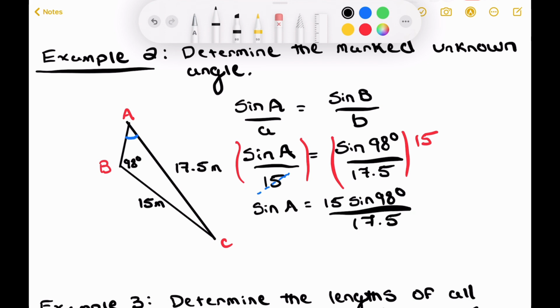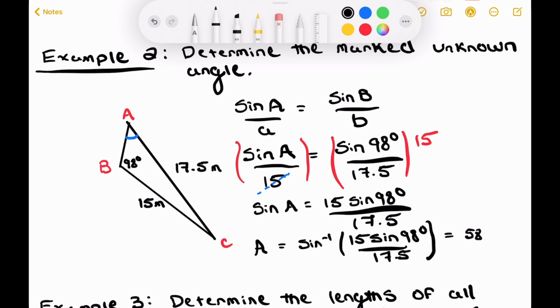And then to get A alone, we have to do the inverse or the arc sine. So angle A is equal to arc sine of 15 sine 98 over 17.5. And that's going to give us an angle equal to 58.1 degrees, to the nearest tenth. So our angle at A is going to be 58.1 degrees. And I'm just going to write it outside because it'll be difficult to fit it in there.